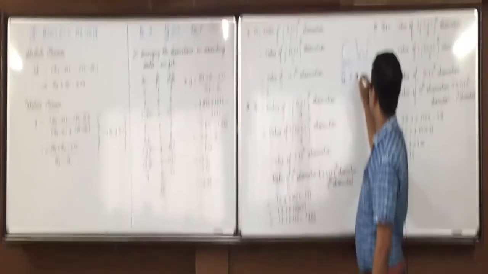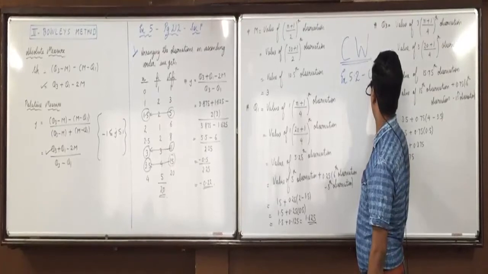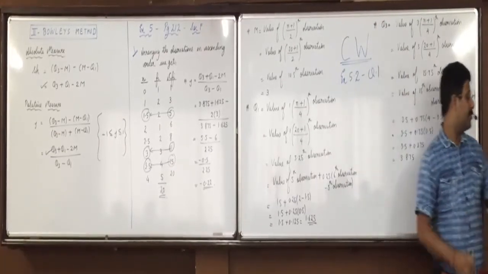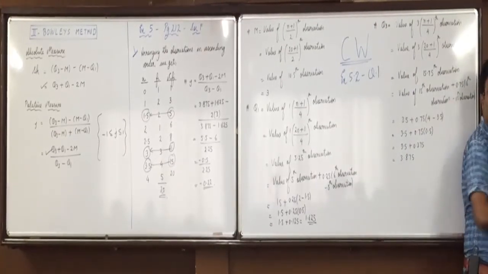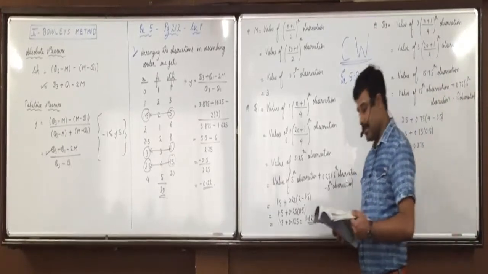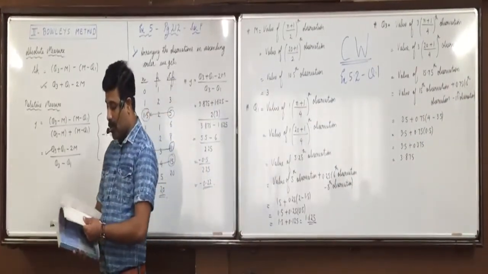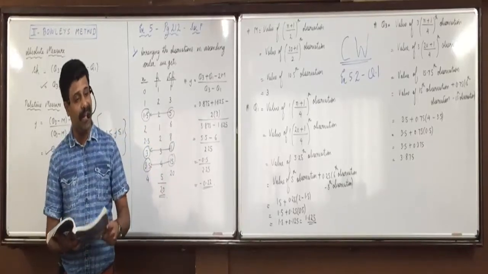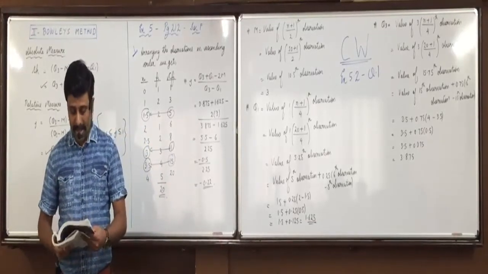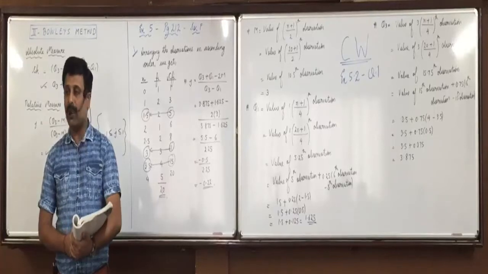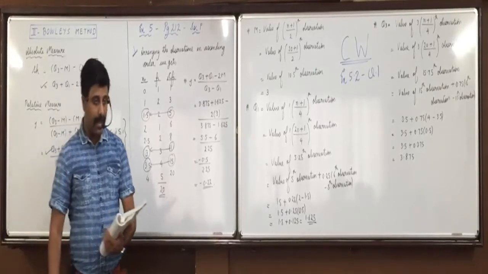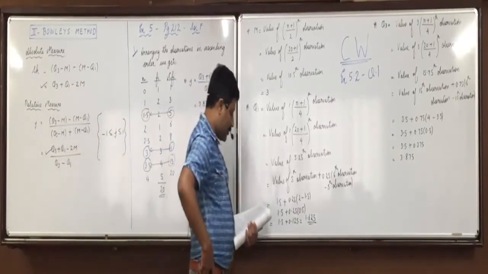Exercise 5.2, question 1. You'll be doing it on your own. After that, I'll show it on the board. It's easier than this because no expansion is required. All the values you directly get. So it's an easier one. Page 206. Exercise 5.2, question 1.